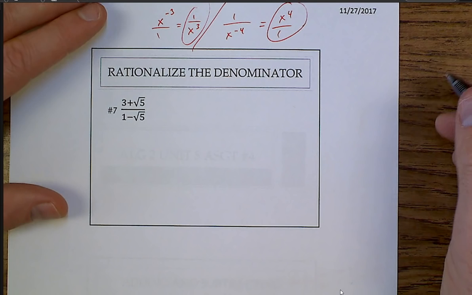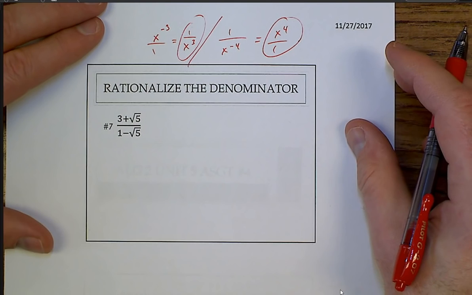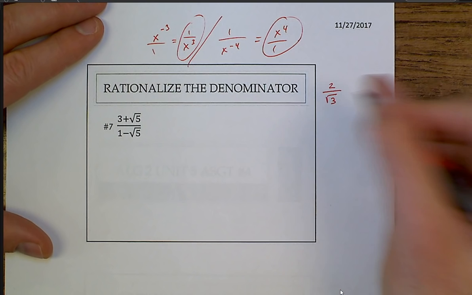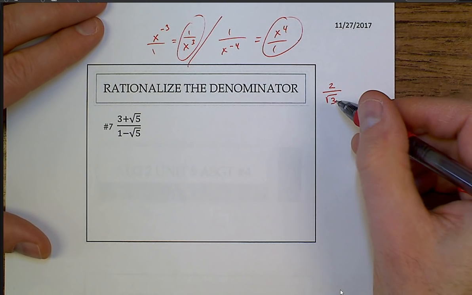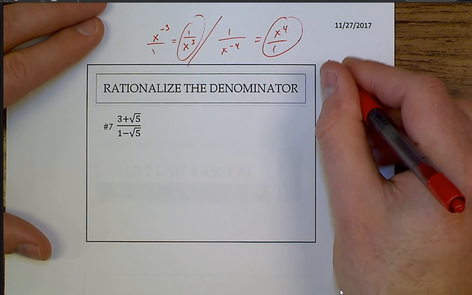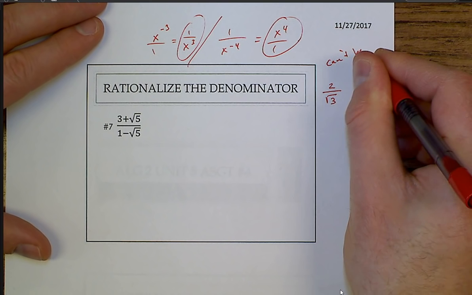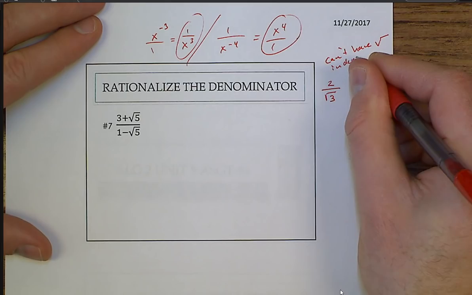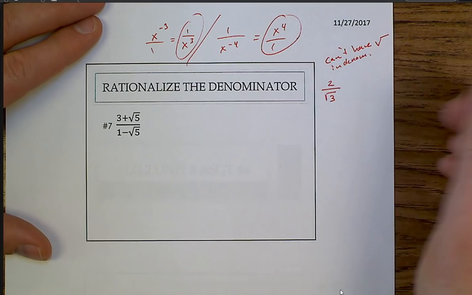Another one that you did both in Algebra 1 and Geometry is if you had something like this, 2 over radical 3. Okay? The issue with this is you can't have a square root in the bottom. Can't have a square root in the denominator. Okay? For a final answer.